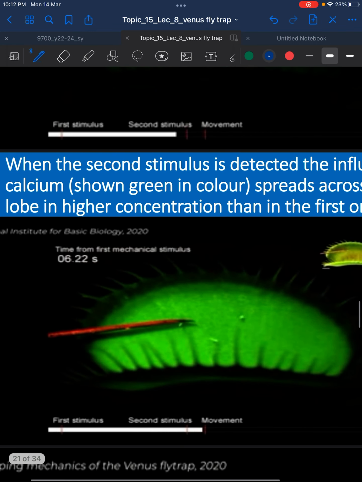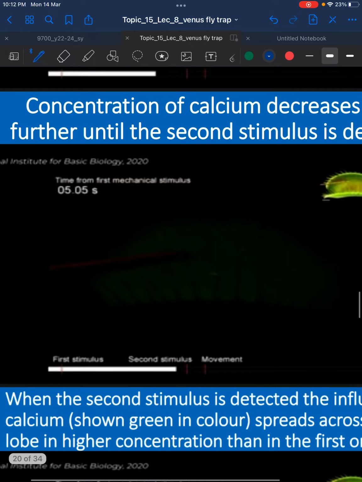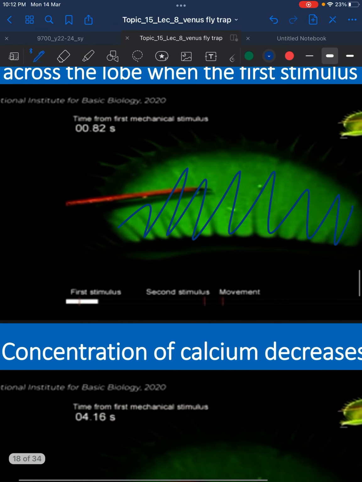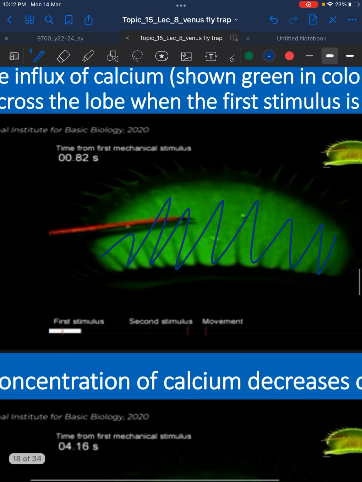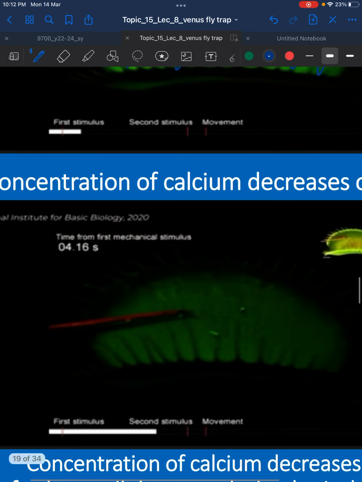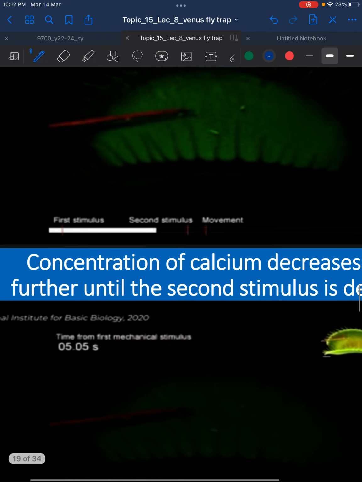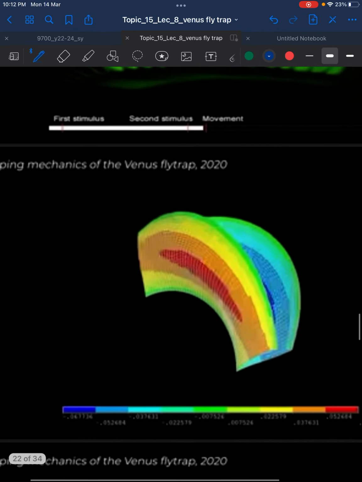When the first hair is deflected, it's just the depolarization, which means that there's no action potential. It just means the influx of calcium, but still not enough to cause action potential. Meaning, still not enough to transmit the action potential to the hinge cells.